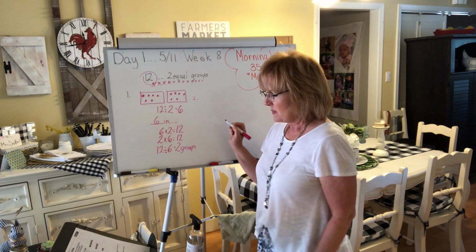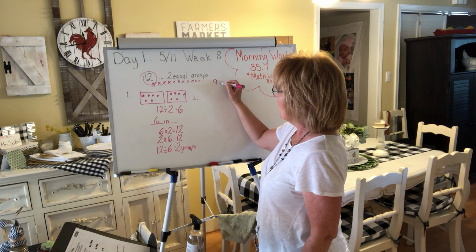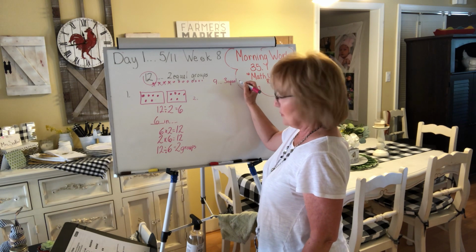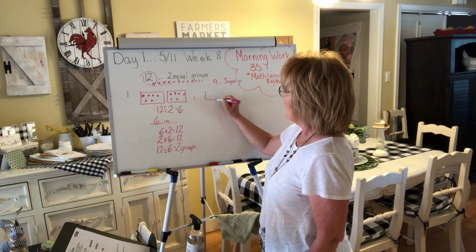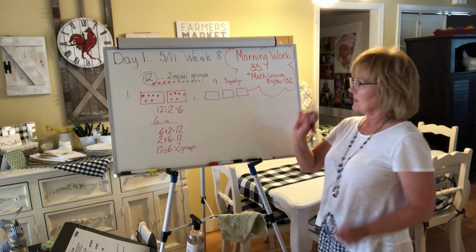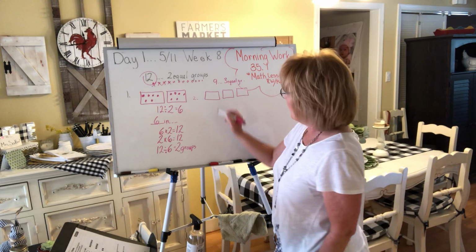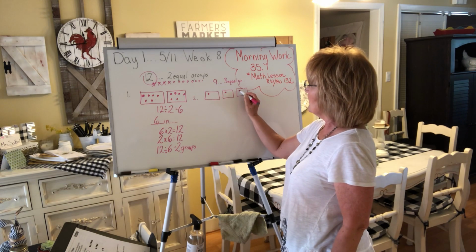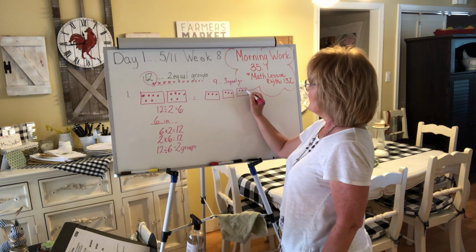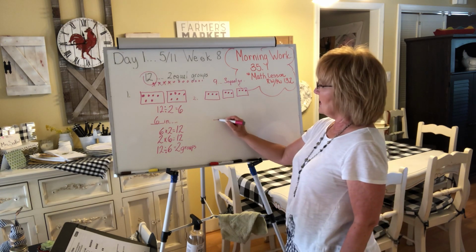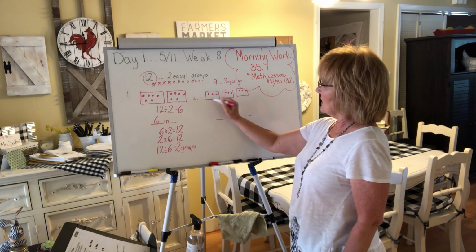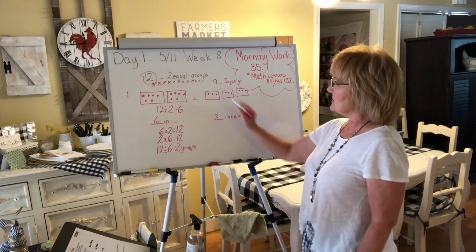Okay, so number 2 says divide 9 into 3 equal groups. So we need to draw our 3 equal groups. Okay, and we're going to take the 9 and share those 9 tater tots. Ready? 1, 2, 3, till we run out. 4, 5, 6, 7, 8, 9. We ran out. How many are in each group? 3.